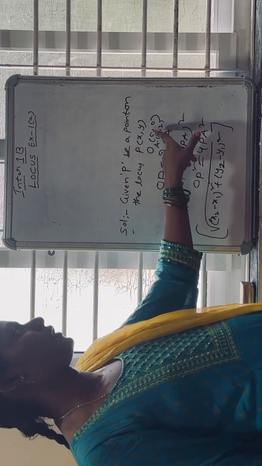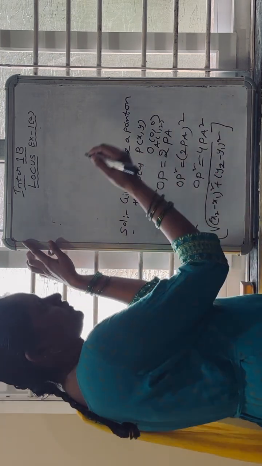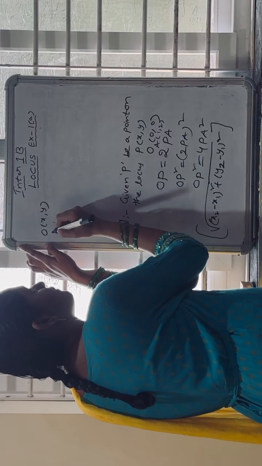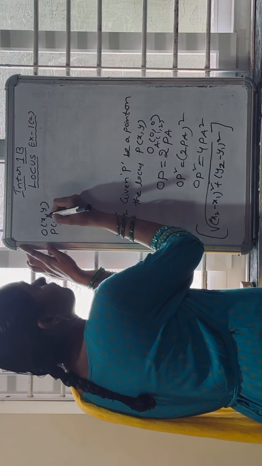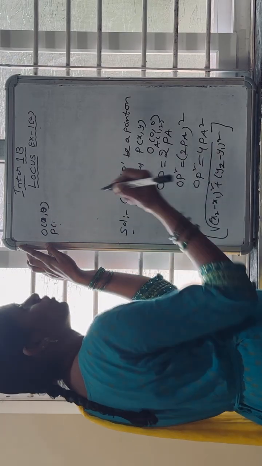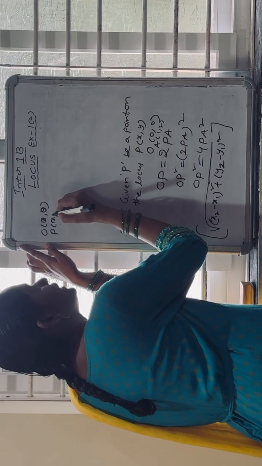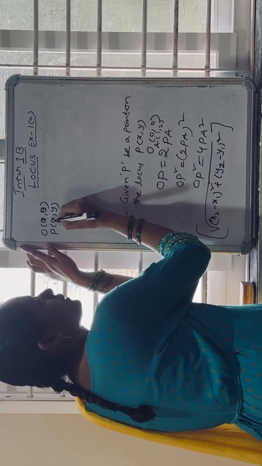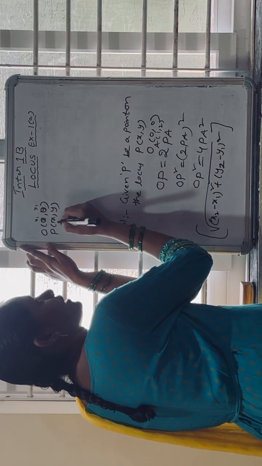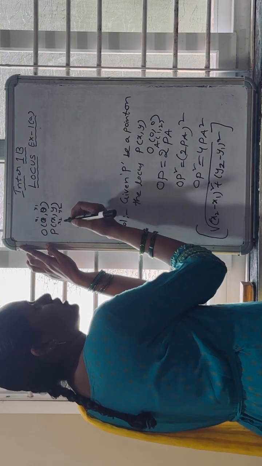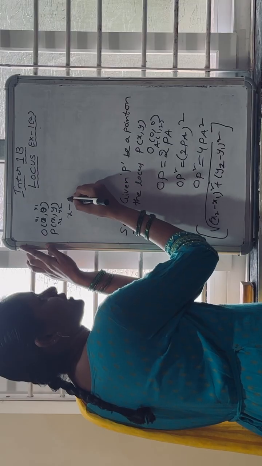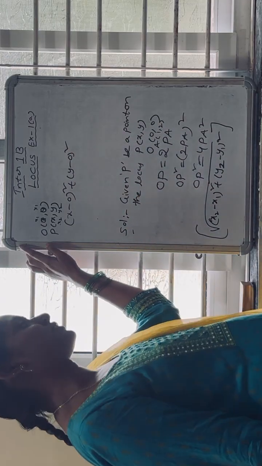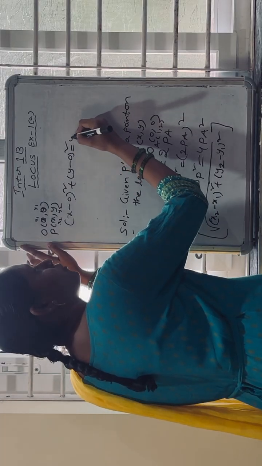OP: O is the origin, 0 comma 0, and P is the point x comma y. Distance between OP square: this is x1, this is y1, this is x2, this is y2. So x2 minus x1 whole square, that is x minus 0 whole square plus y minus 0 whole square. OP square completed.